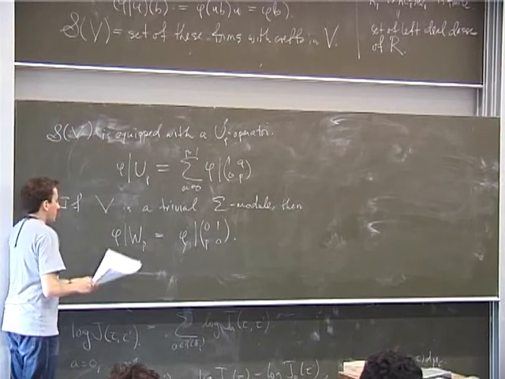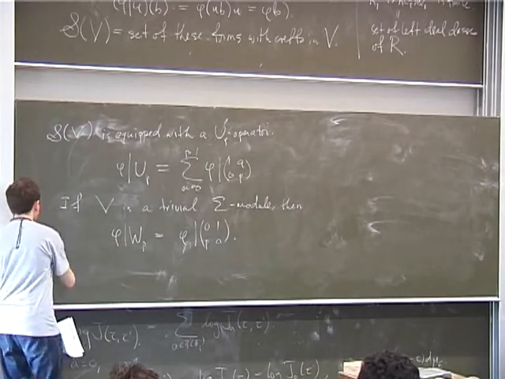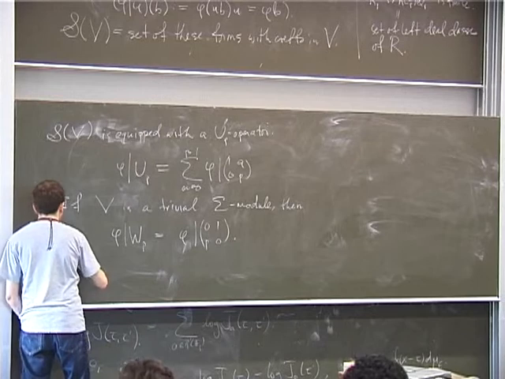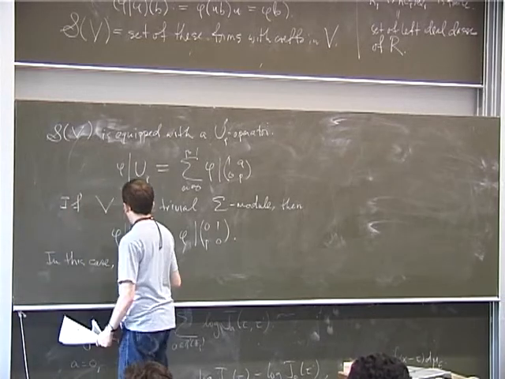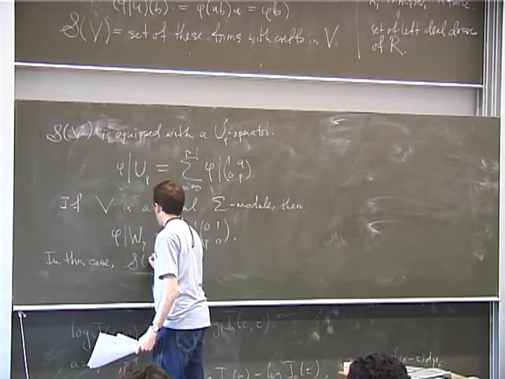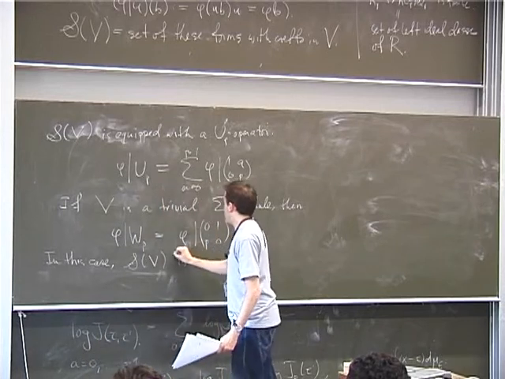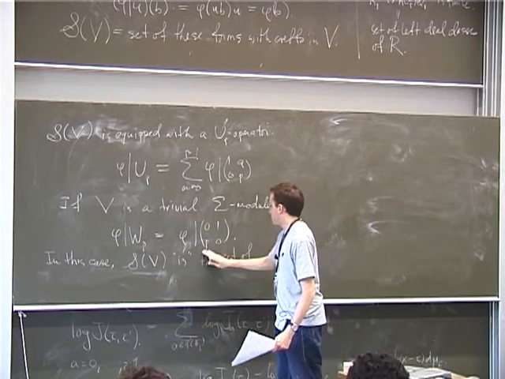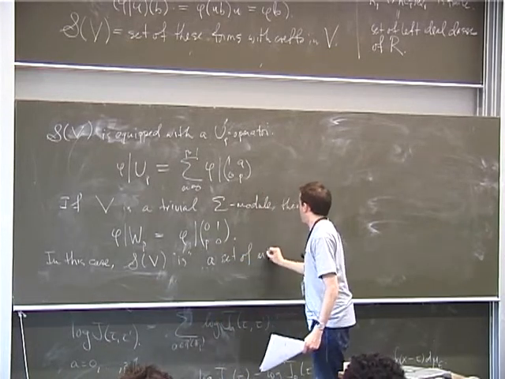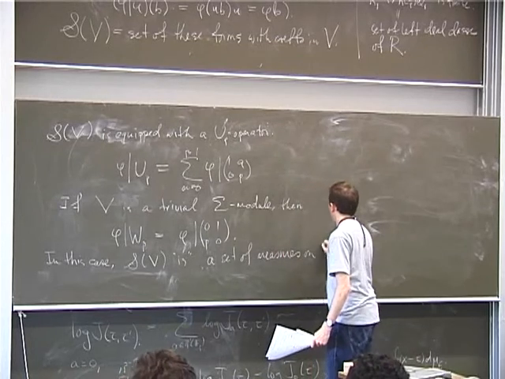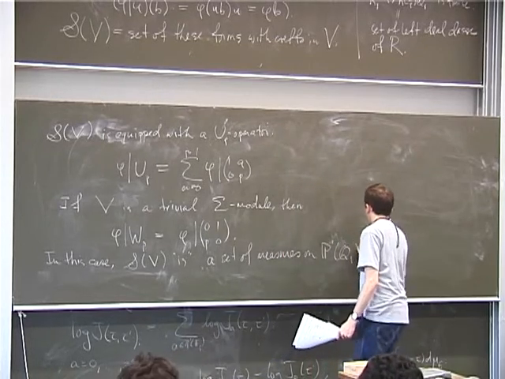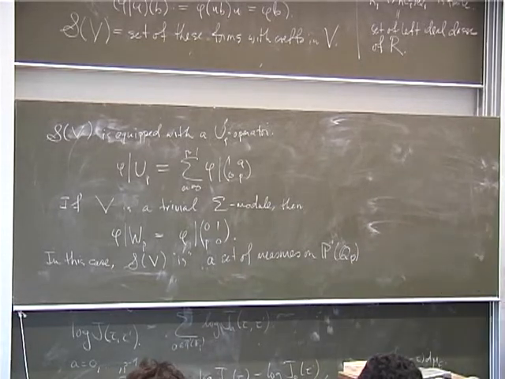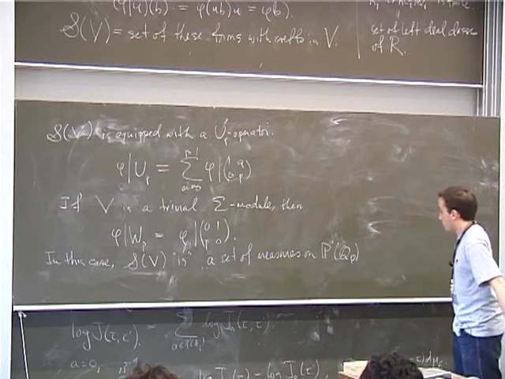Now, sticking with the trivial action, in this case, these automorphic forms is a set of measures on P1 of QP, very much related to the comment I was making here about how we get one of these associated to an elliptic curve.